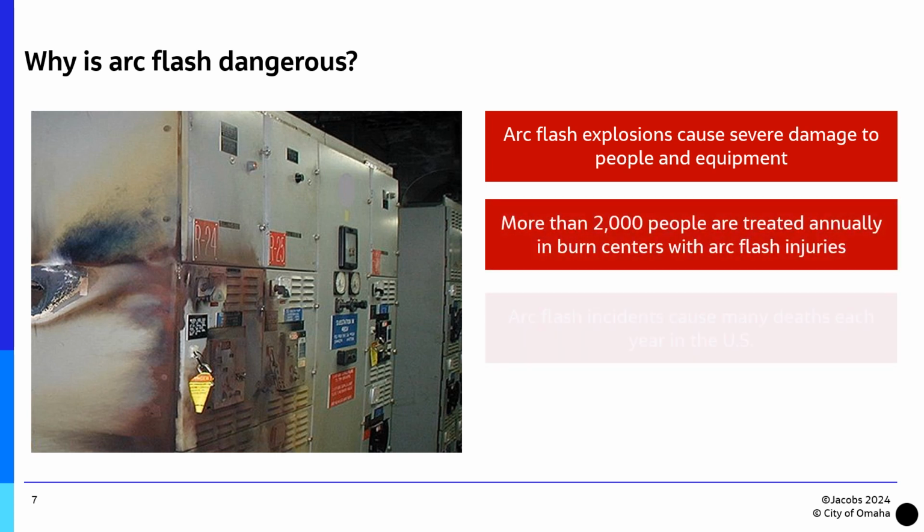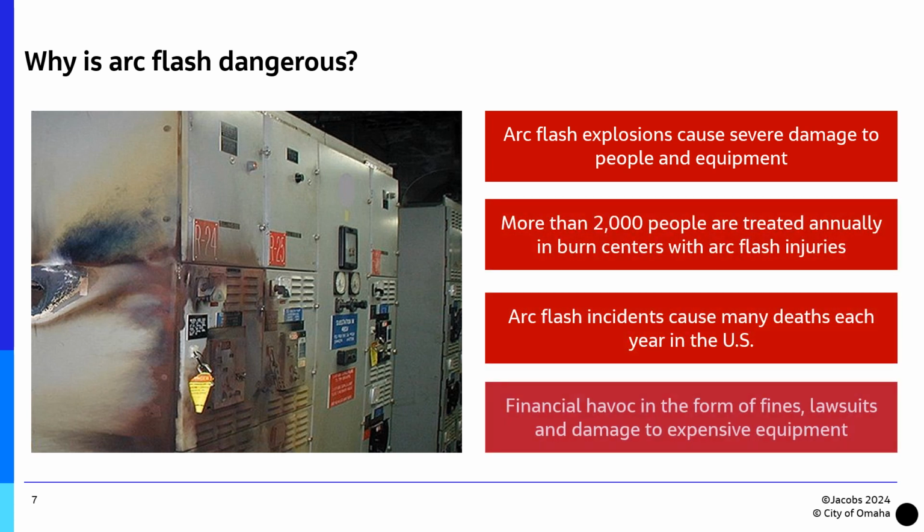To drive home the point as to why arc flash incidents can be dangerous, here are some facts. Fiery explosions because of arc flash can result in serious damage to workers and to electrical equipment. According to the National Fire Protection Association, or the NFPA, 5 to 10 arc flash incidents occur every day, and more than 2,000 people are treated annually in burn centers with arc flash injuries as of 2023. An engineering company in the US has estimated 400 fatalities per year due to arc flash incidents.